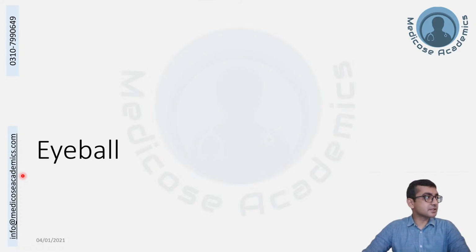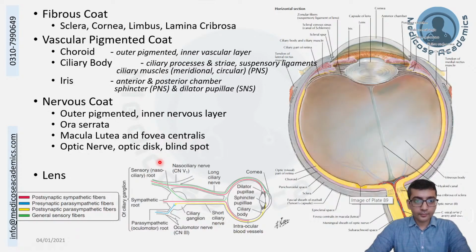Okay, let's give it a last push. The eyeball. It consists of three coats. It consists of the outer coat, that is the fibrous coat, that includes the sclera in the posterior 5/6 and the cornea in the anterior 1/6.